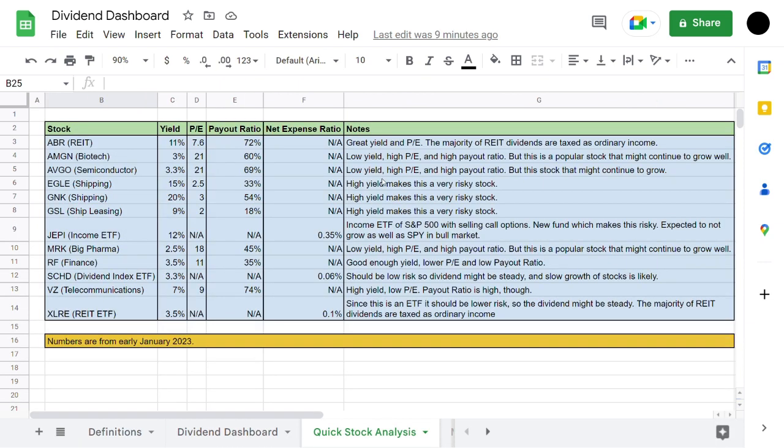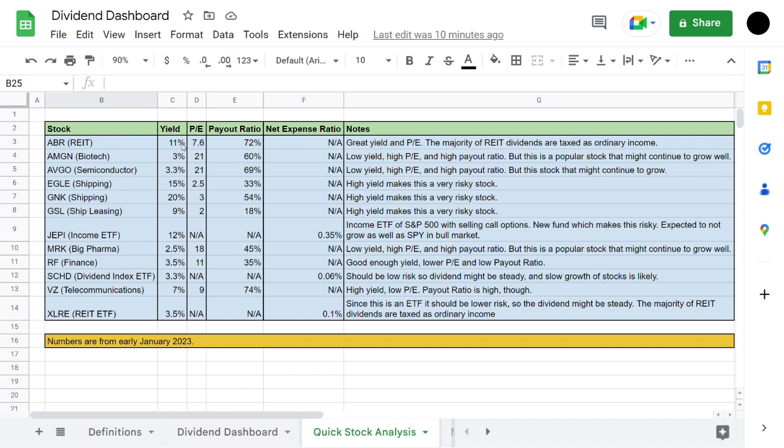Let's take a look at each of these stocks in detail. The P/E ratio of all of them is 21 or lower. That's a good thing. The payout ratio, everything's fairly reasonable. Let's go through them one by one. ABR, this REIT, is 11%, which is quite high.